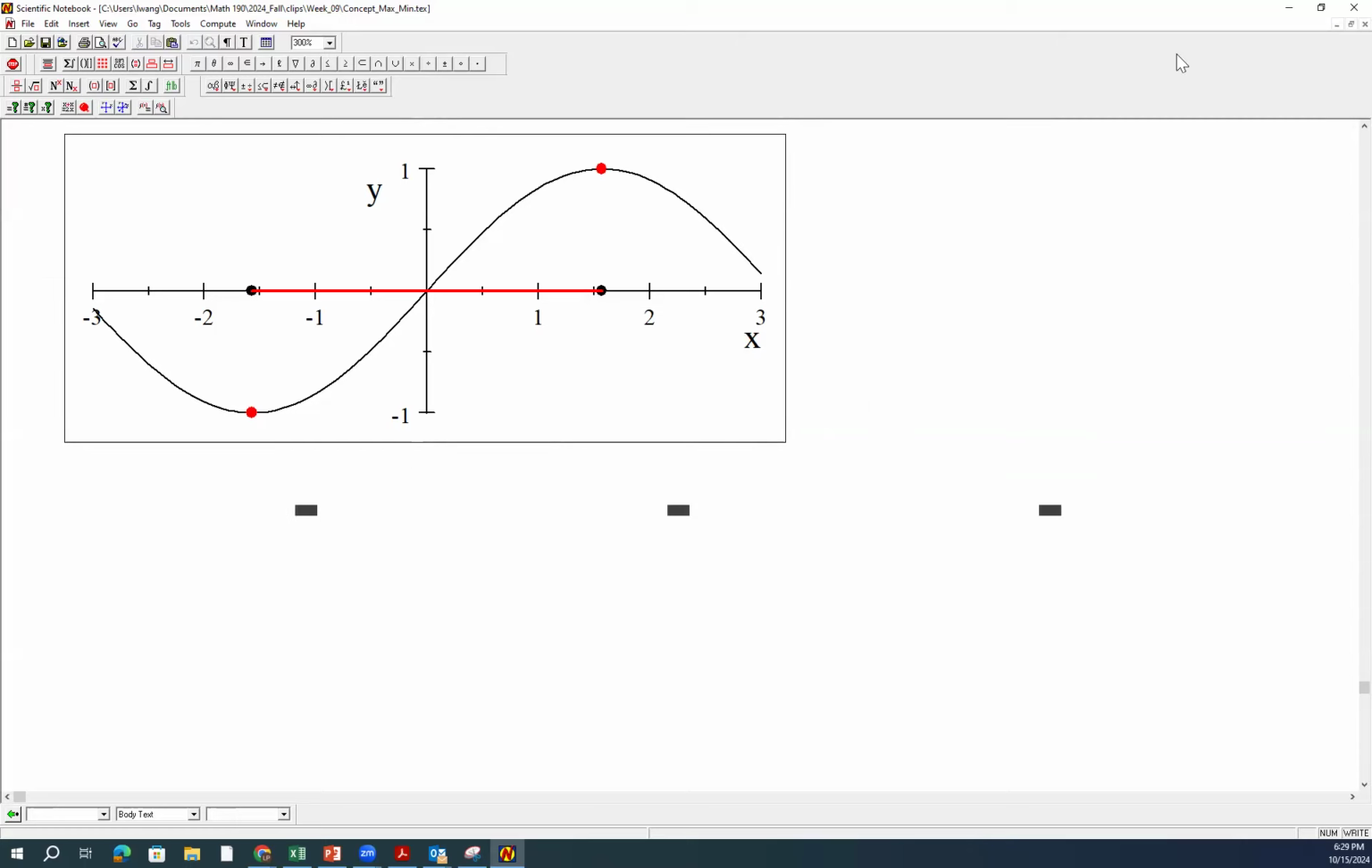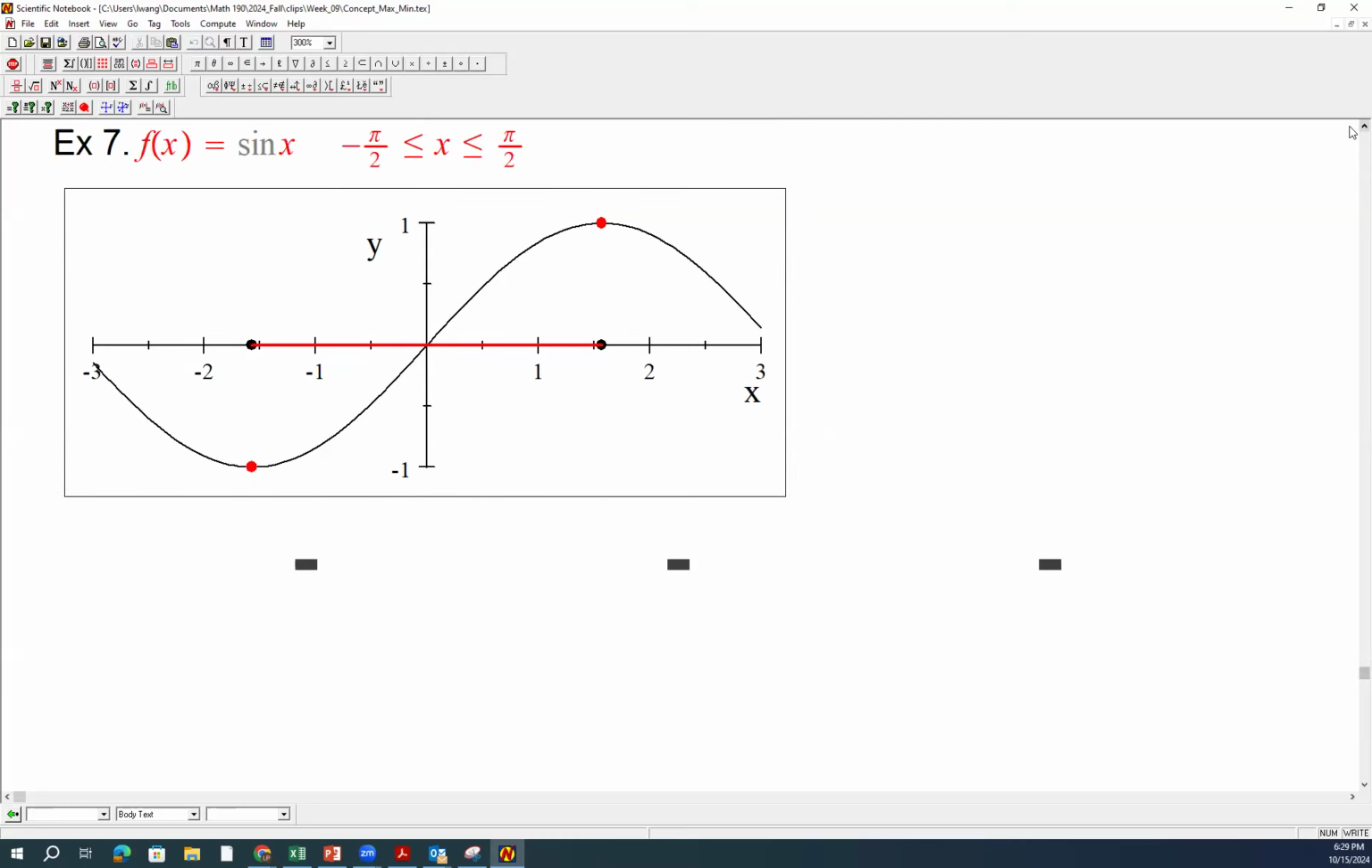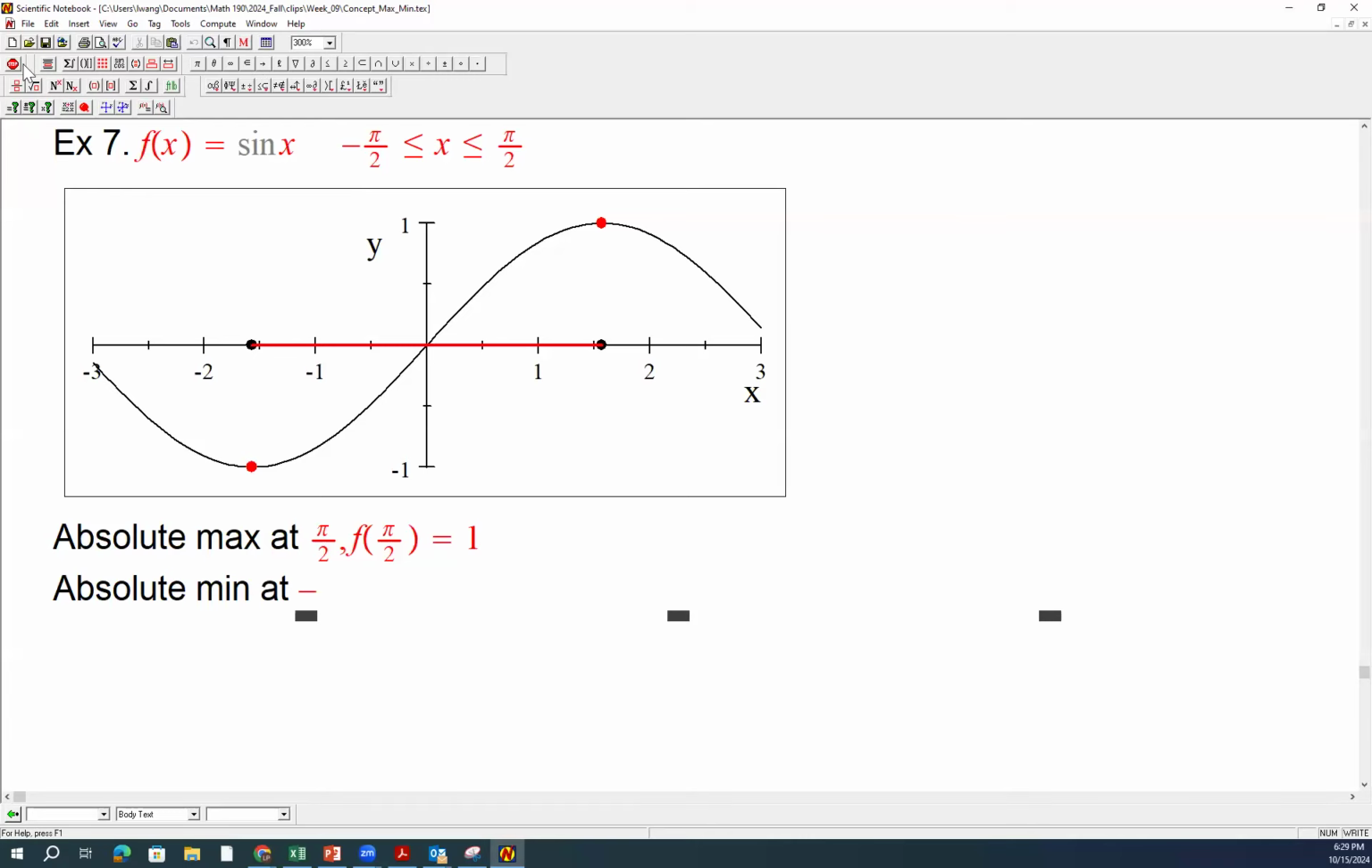So let's write it down. What is our conclusion? And then we're going to do the three question comparison. So absolute max at positive pi over 2, which is the highest point which is attainable. f of pi over 2 is equal to 1. Absolute minimum at negative pi over 2, which is f of negative pi over 2 equals negative 1, right?